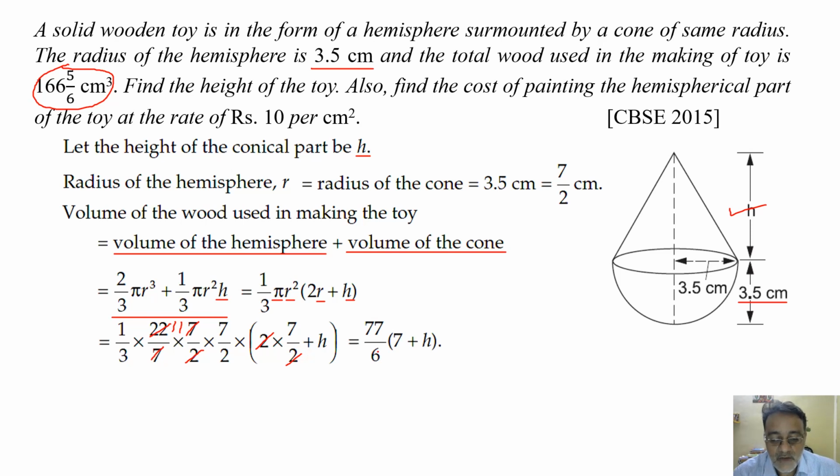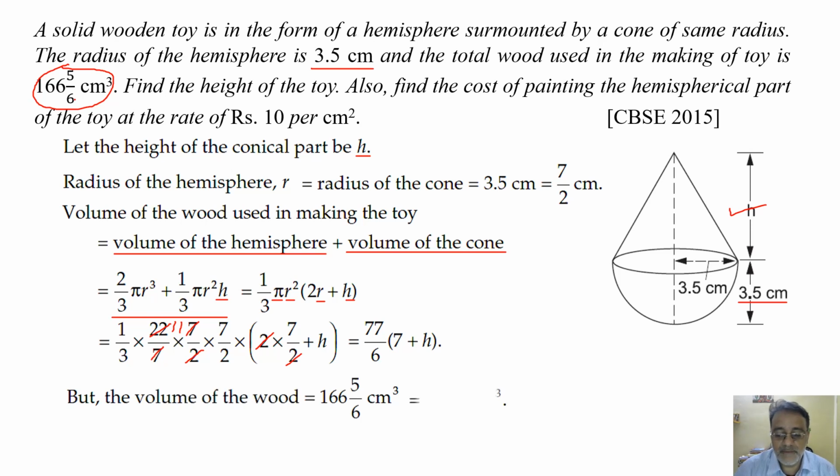Right. Now the volume of wood is given 166 5 by 6. तो 166 into 6 होता है 996, ठीक है, प्लस 5, 1001. Right, 1001 upon 6 centimeter cube. Now we will equate these two.